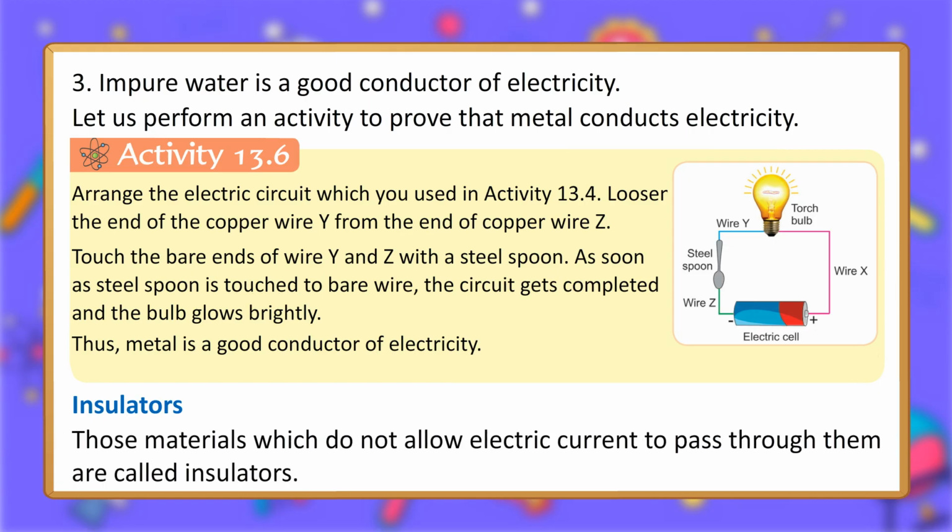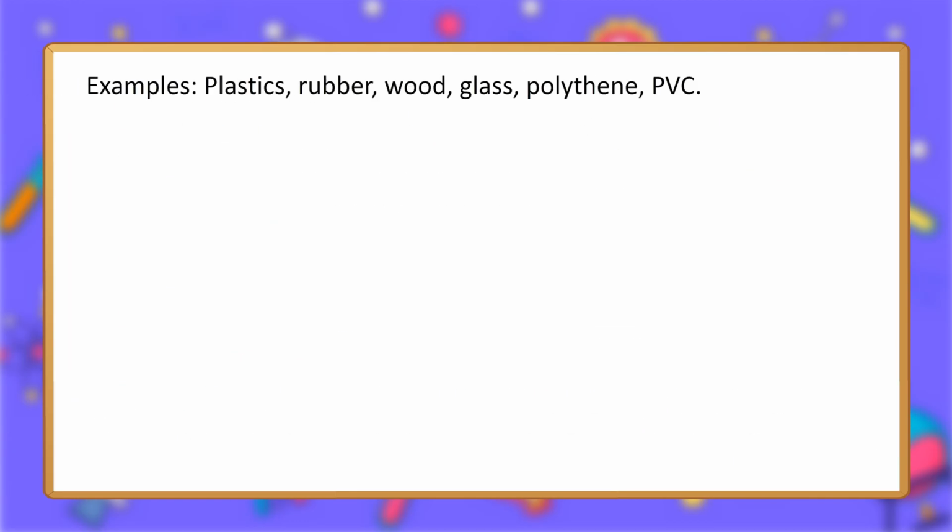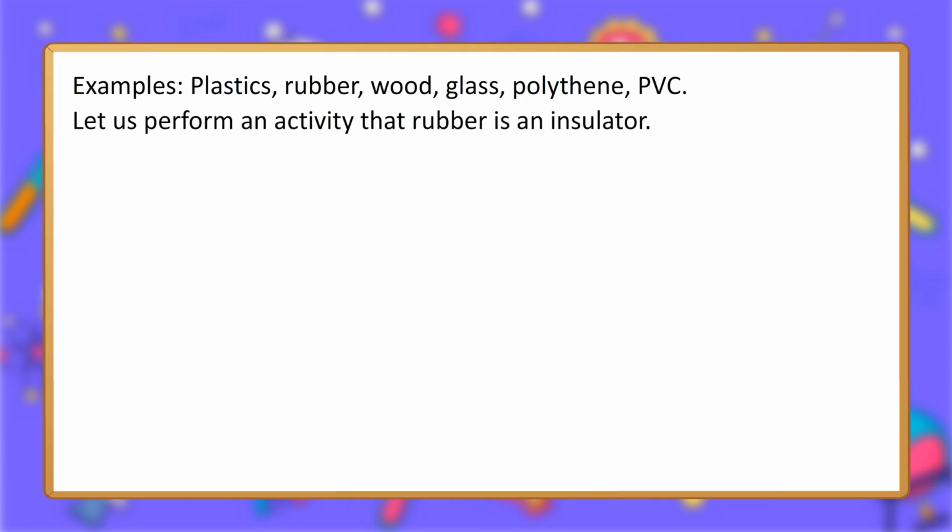Insulators. Those materials which do not allow electric current to pass through them are called insulators. Examples: plastics, rubber, wood, glass, polythene, PVC. Let us perform an activity to show that rubber is an insulator.